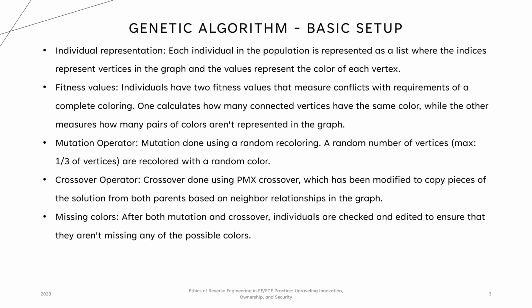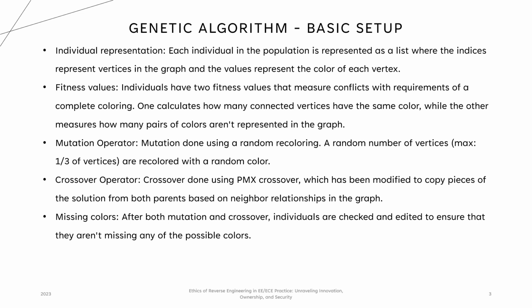The mutation operator I used was just a random recoloring. So a random number of vertices are recolored with a random color each time that an individual is mutated. For crossover, I used PMX crossover, which stands for partially mapped crossover, and I modified the normal PMX algorithm to copy pieces of the solution from both parents based on neighbor relationships in the graph, rather than how PMX normally bases it, which worked well for TSP, but not for this problem.